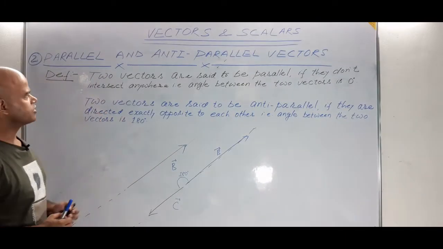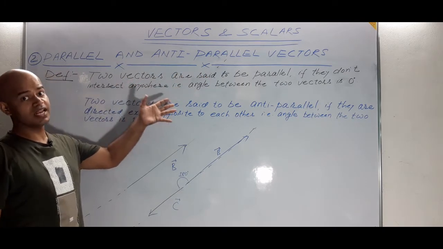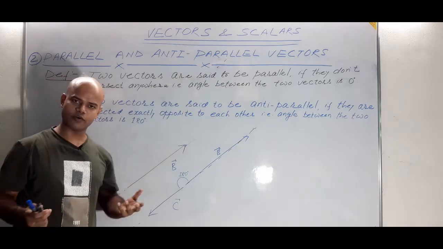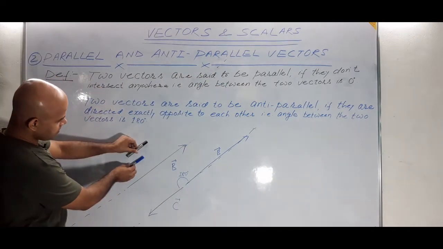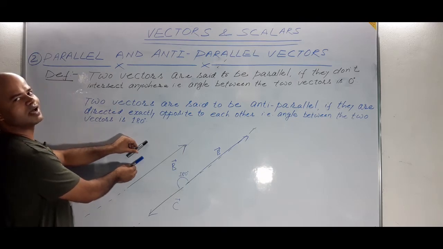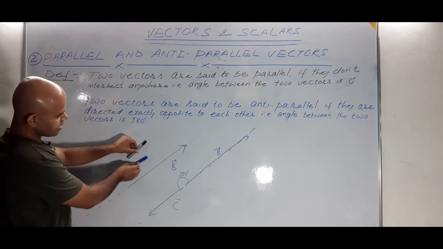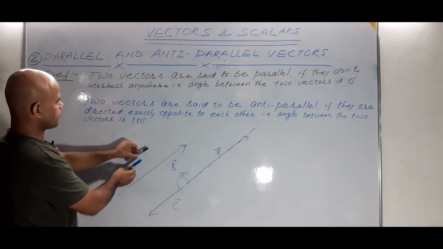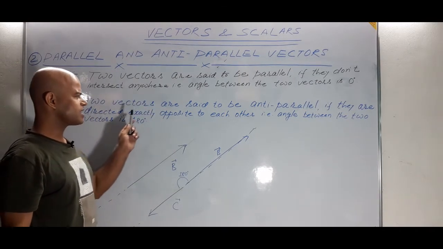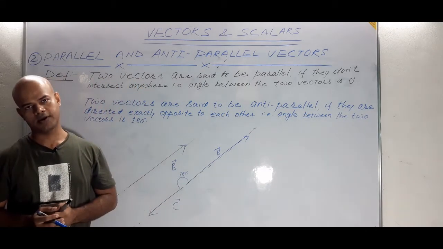So this is the definition. Two vectors are said to be parallel if they don't intersect anywhere, that is, the angle between the two vectors is 0 degree. These two vectors are said to be parallel because they don't intersect anywhere, wherever you extend them, and the angle between them is 0 degree. Two vectors are said to be anti-parallel if they are directed exactly opposite to each other, that is, the angle between the two vectors is 180 degree. Got it?